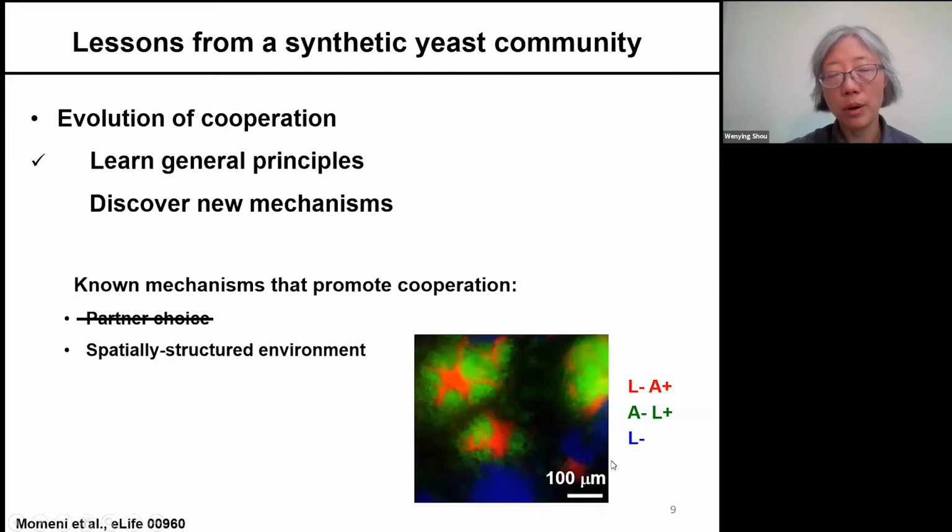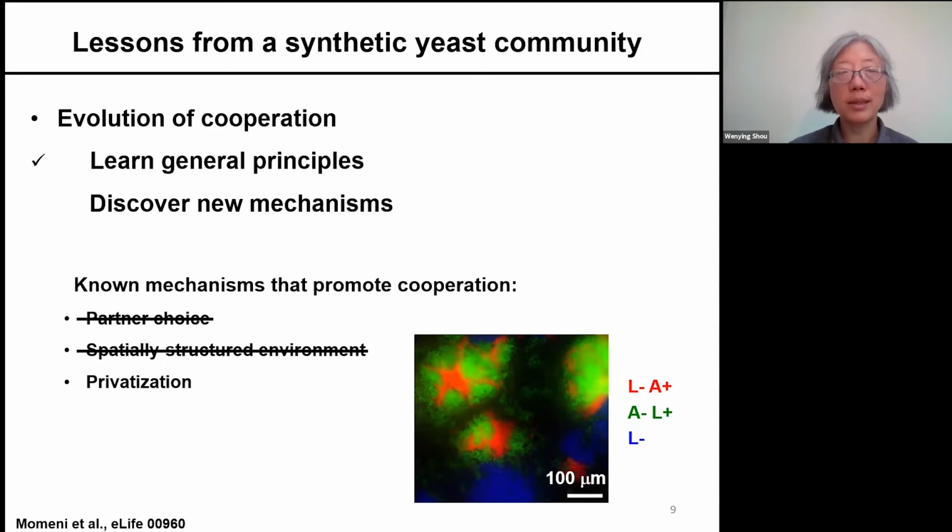So cheaters cannot grow very much. So this would protect cooperators against cheaters. But we can experimentally easily get rid of a spatially structured environment by simply shaking our culture tubes. So the third mechanism is privatization.